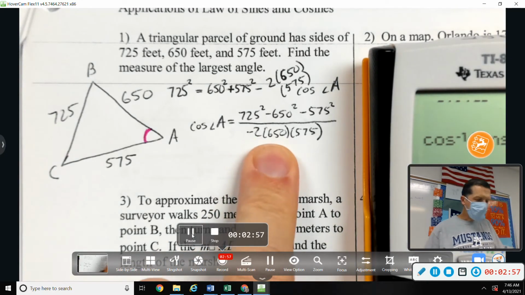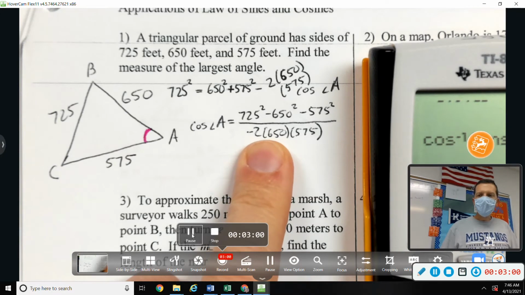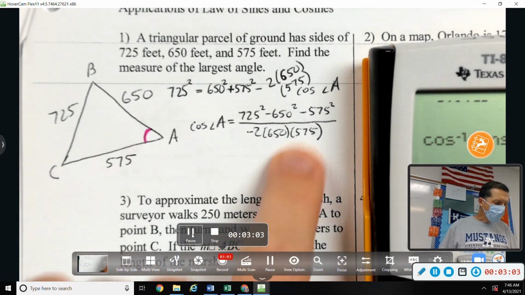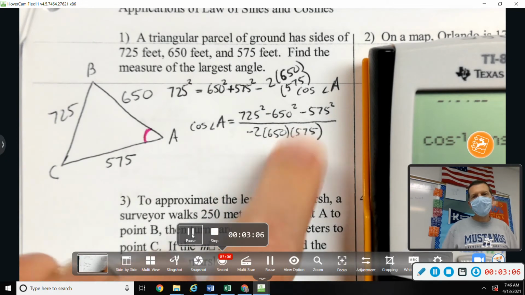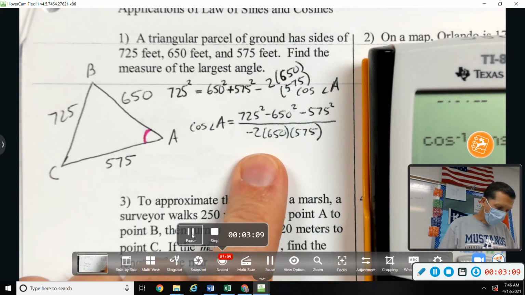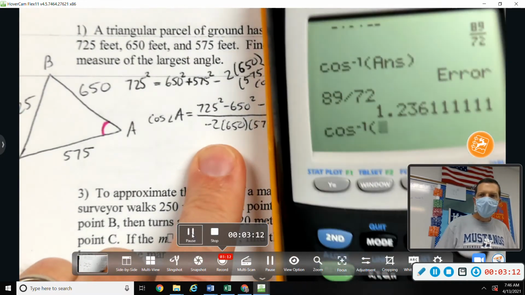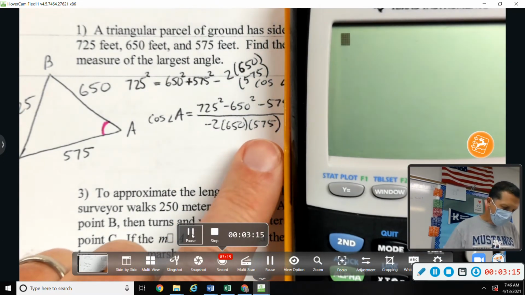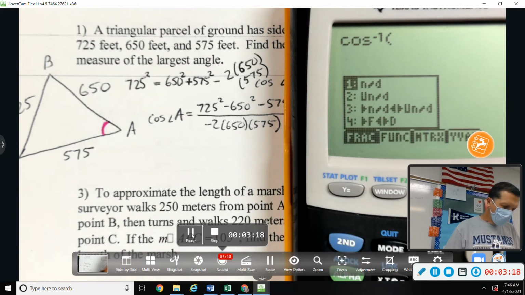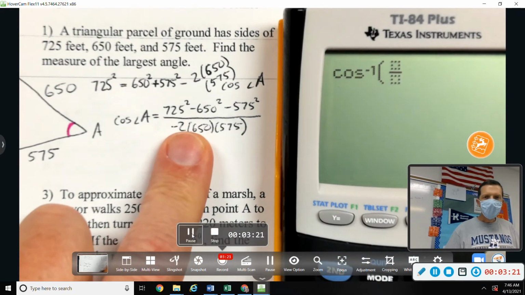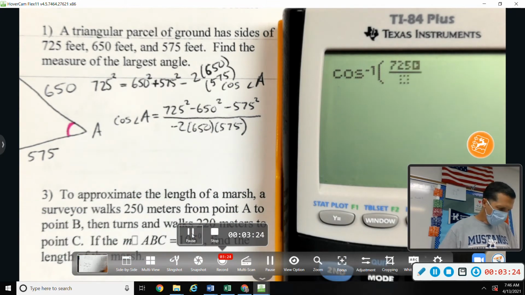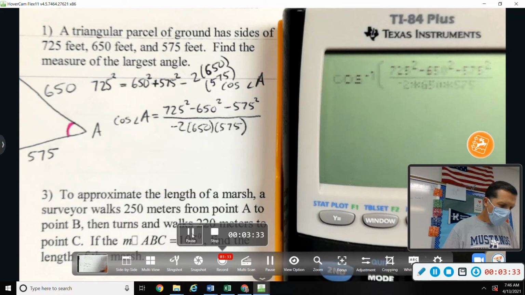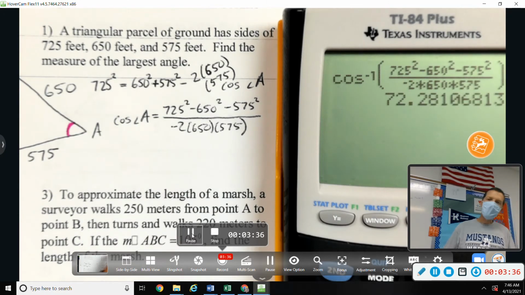So you rearrange things into this. Or, as some people here have done, they've just either intentionally memorized that formula or used it often enough to where they can just write it like that, and that's completely okay. And if you do that, then maybe it makes the calculator easy because you can go straight there. Inverse cosine of, and then the fraction bar. And you just get it all at once. Angle A is 72.281.